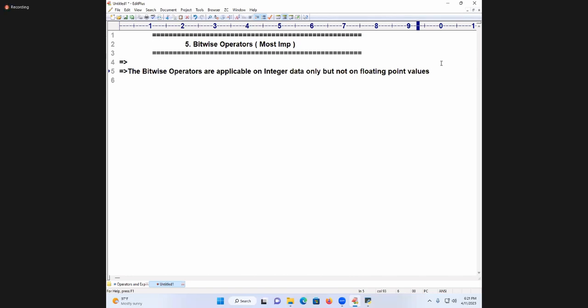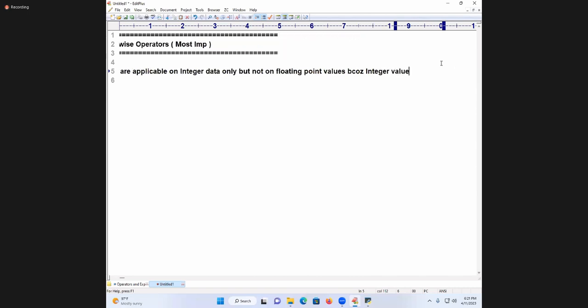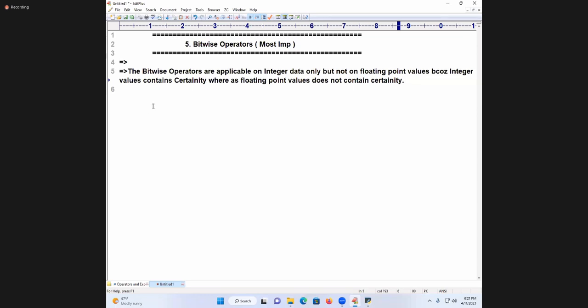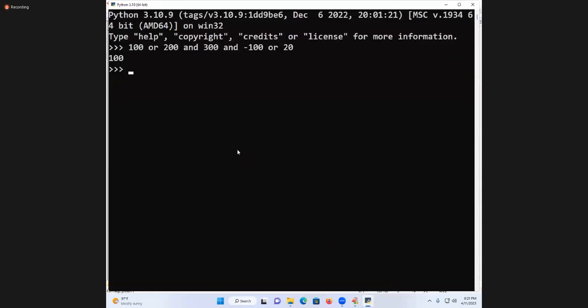Sir, why? Because I'm going to give you the reason. Because integer values contain a certainty. Some certainty will be there. Whereas floating point values do not contain certainty. I'll explain the meaning of that. Integer values contain a certainty and floating point values do not contain what? Certainty. Let us go to the Python command prompt, students.